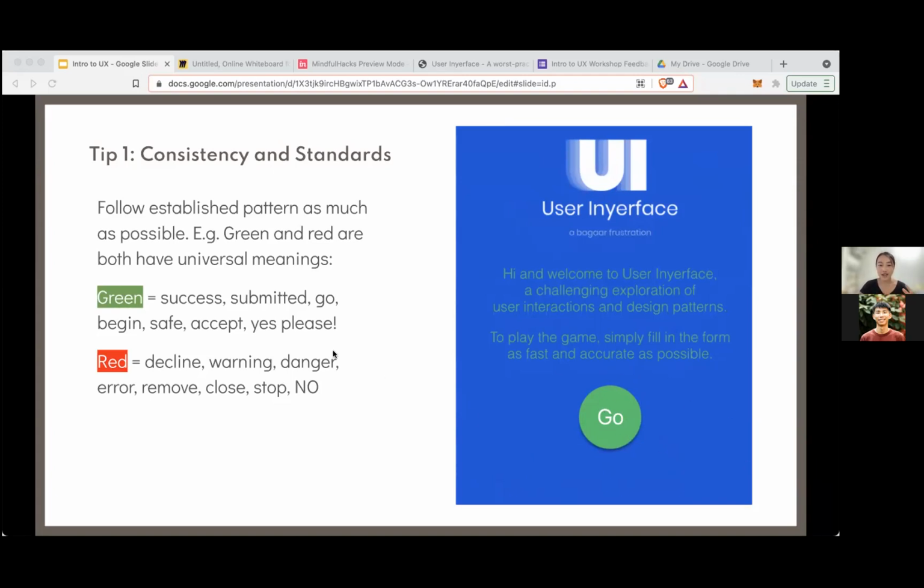And so we wouldn't put red color on this button because it wouldn't make sense, since red has a universal meaning of error, stop, no, or danger, right? So in this case, if we put green and have the word go on this, even a user who has vision impairment can still use the interface without needing to read the text. So this is the first tip for consistency and standards: always follow the established universal patterns.